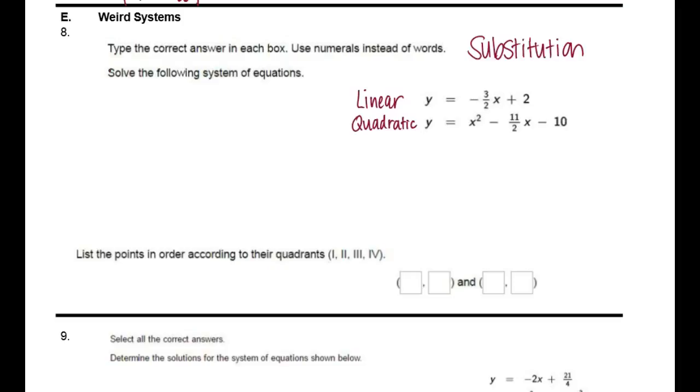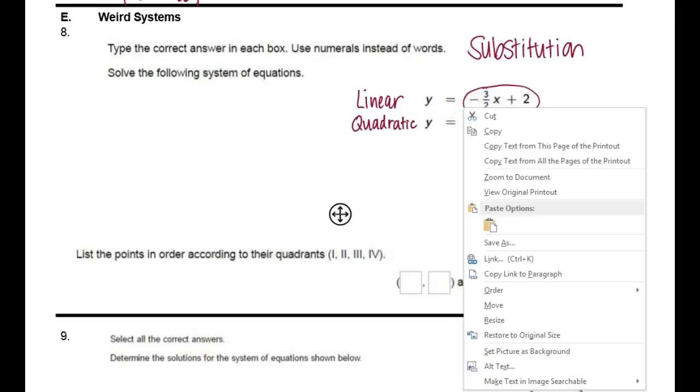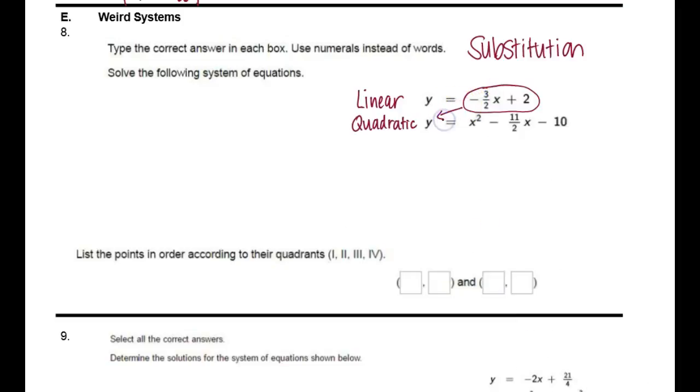Because both of these equations are solved for y, we can easily set them equal to each other. So circle the first equation, draw an arrow to the y in the second equation, and that's where we're going to be plugging the equation in for. So that means we have negative 3/2 x plus 2 equals x squared minus 11/2 x minus 10. So now we have both equations set equal to each other.